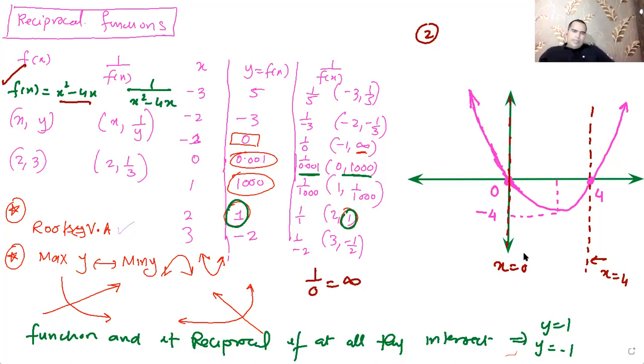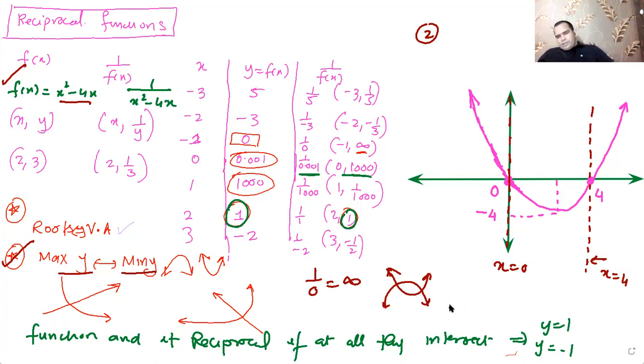Number two is that a maximum becomes a minimum, and a minimum becomes a maximum. So if the original graph is like this, its reciprocal graph will be something like a maximum.